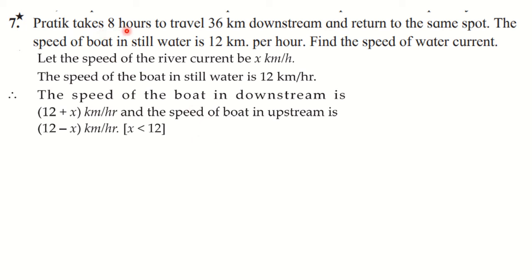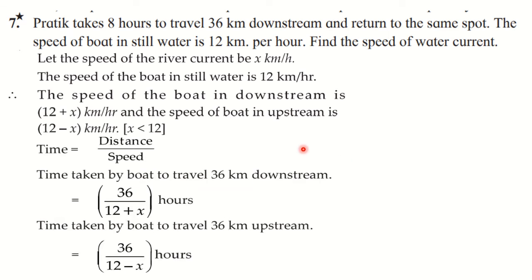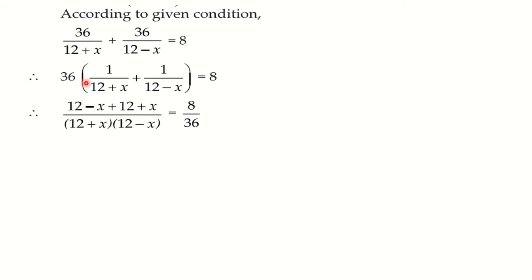Now again see, it is given in the form of time, 8 hours, and we are provided with speed and distance. So again you will use the formula time is equal to distance upon speed. Make use of that formula. So the time taken by the boat for 36 kilometers downstream is 36 upon 12 plus x, and for 36 kilometers upstream it is 36 upon 12 minus x. And together the time is given as what? 8 hours. So if we add them, we are going to get 8.